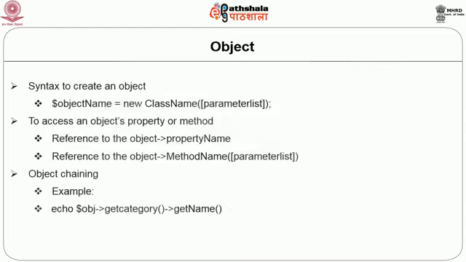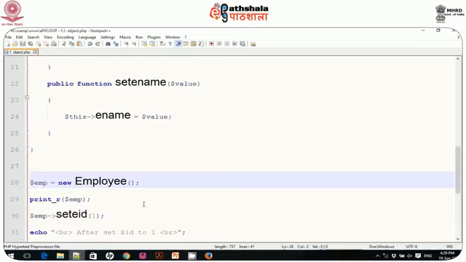To reference the object property, you can write object name, object access operator and property name. And to reference an object method, you can write object name, object access operator and method name. Now if any function or method returns an object, then that reference can be used to get the reference of other objects. This is known as object chaining. For example, $obj and the method get category may return one object, and that can be used to call another value. So this is object reference.